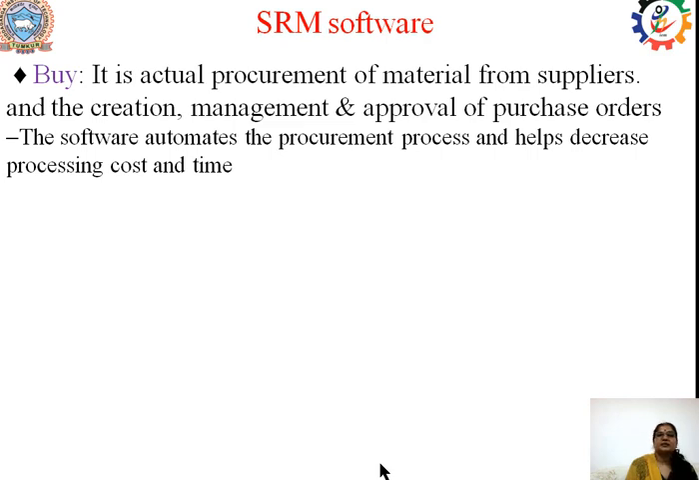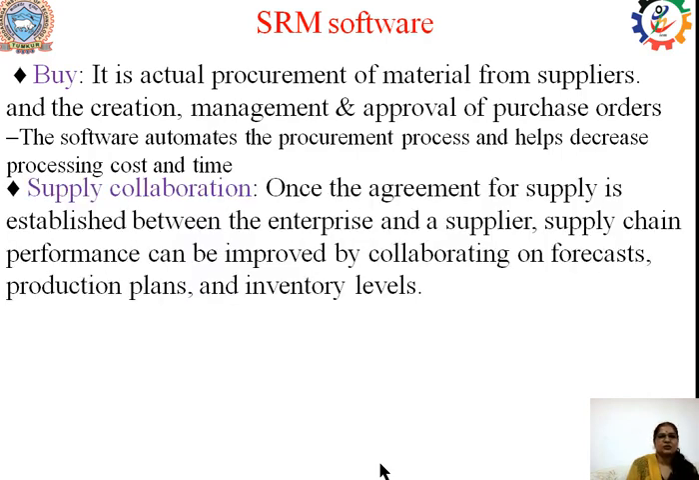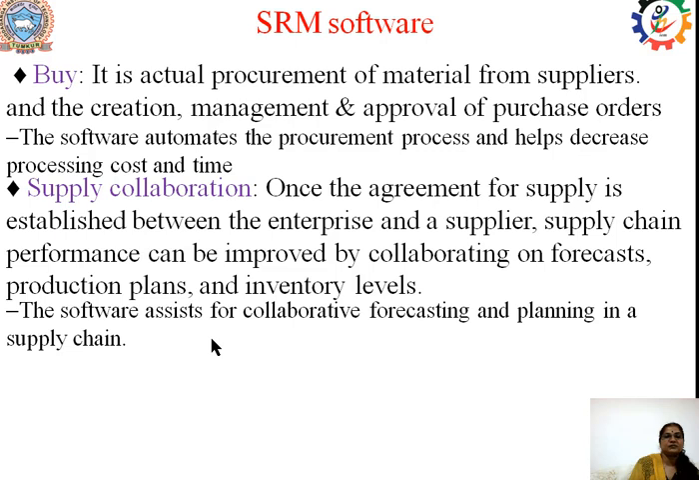Buy is another key process where the actual physical acquisition of the material takes place, and also the creation, management, and approval of purchase orders. So software automates all these processes, which decreases the cost and time. Time saving is a very important advantage of this. Supply collaboration. Once agreement is done between the manufacturer and the supplier, further performance can be enhanced by collaborative forecasts, production plans, and inventory levels.